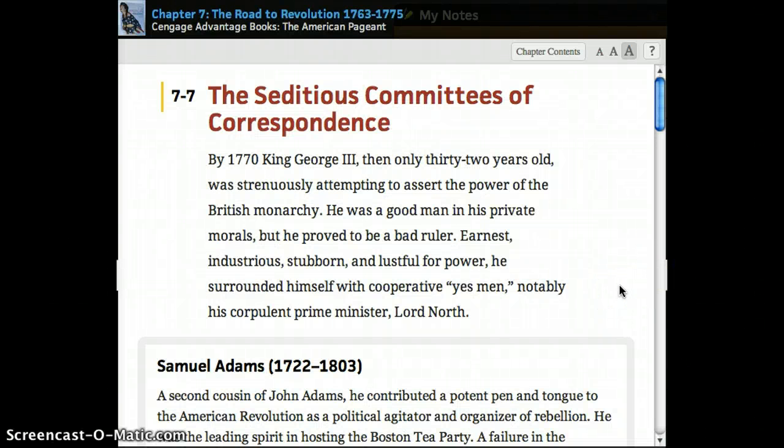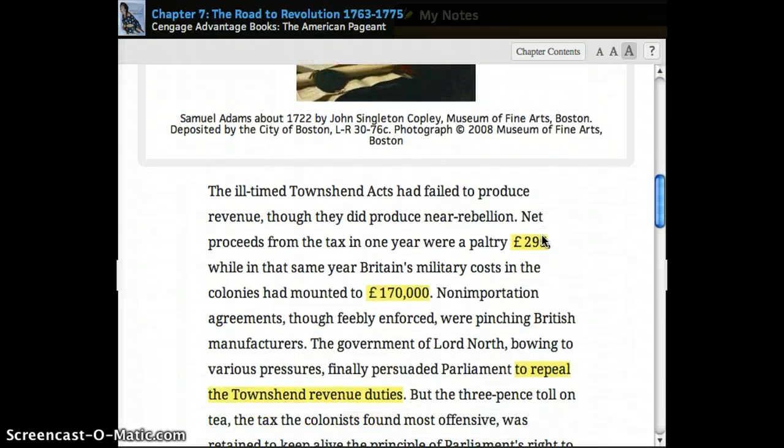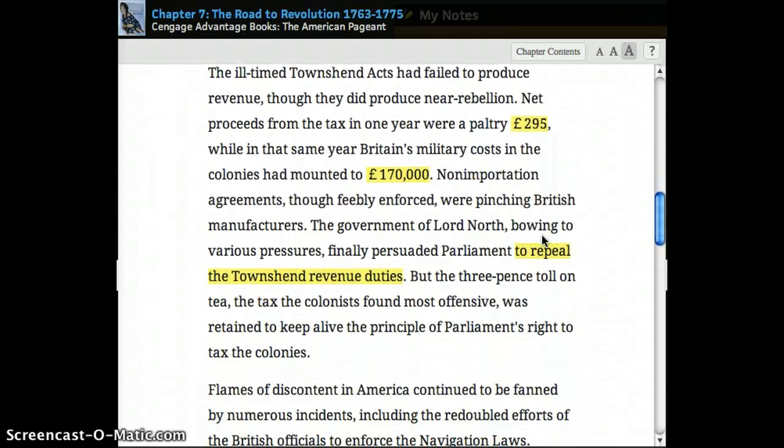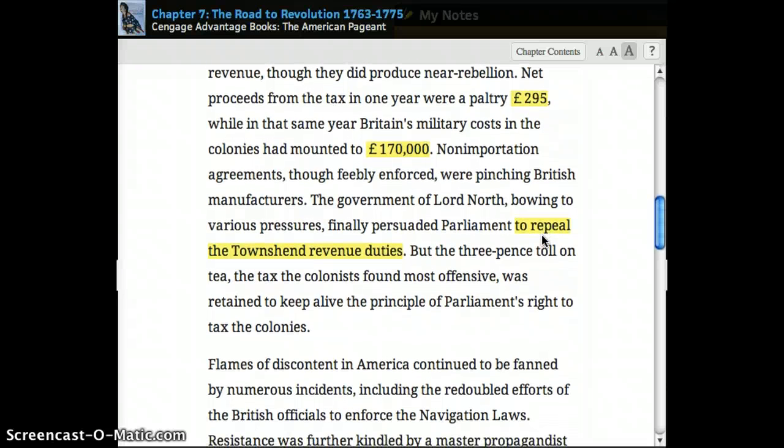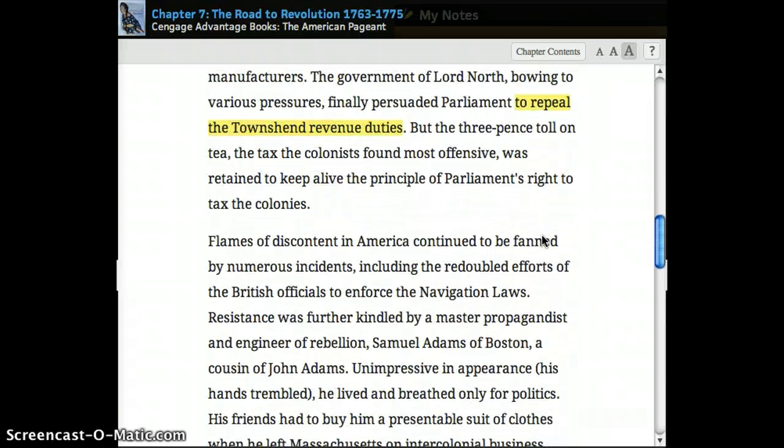One of the other tactics that the colonists use after the Boston Massacre is they set up what are called committees of correspondence and circular letters. Samuel Adams here was one of the people who helped organize them. These circular letters were designed to help Parliament repeal the Townshend duties. They were to coordinate efforts across the different colonies.